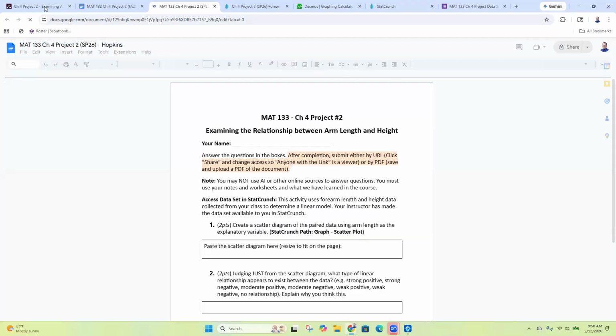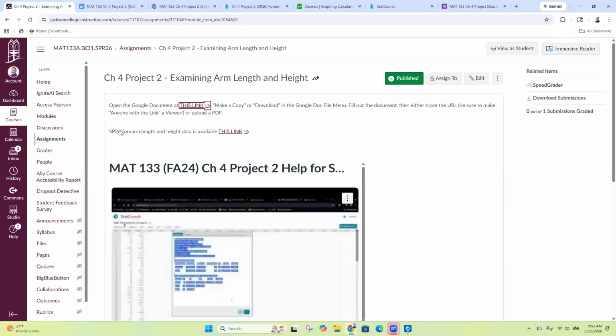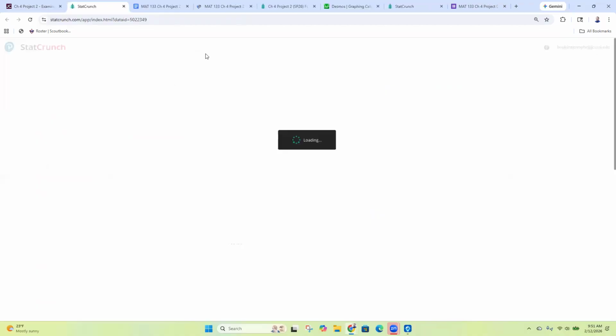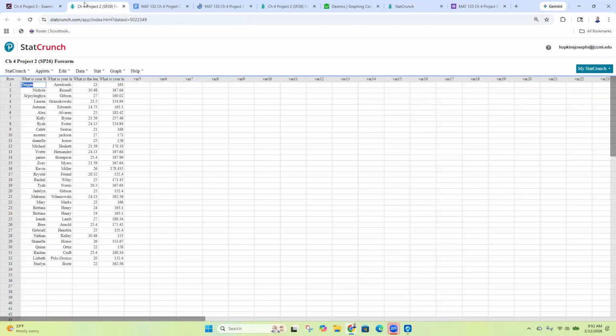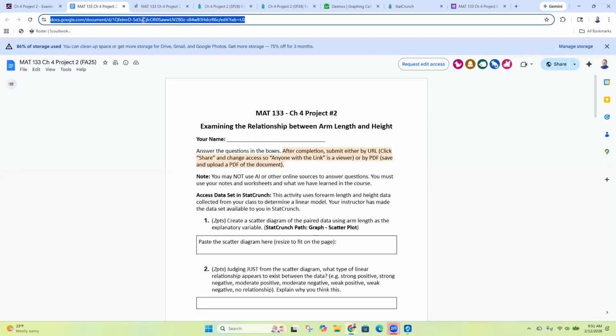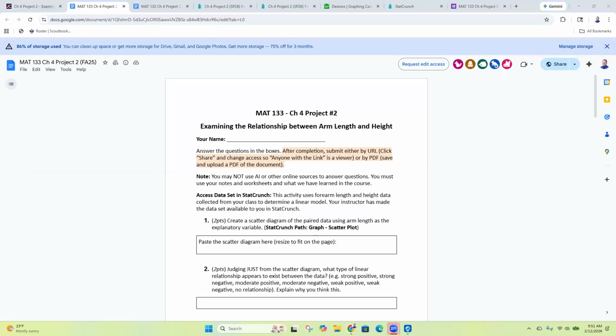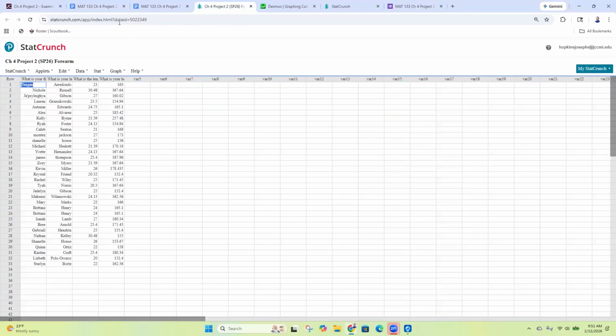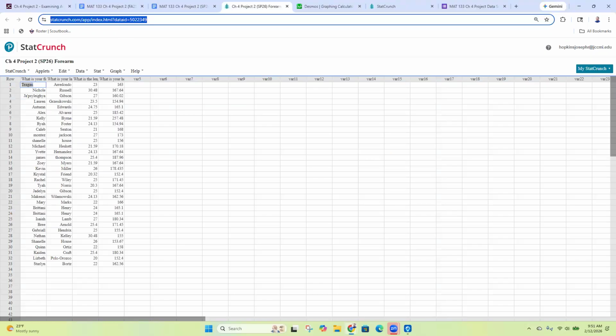Okay. Also back over here in Canvas, there's a second link: Spring 2026 forearm length and height data is at this link. This will bring you to StatCrunch. Make sure you sign in or register, but this is the data that we're going to be using, okay? I'll drop the link for both of these in the chat. That's for the Google document, and this one is for our height data.